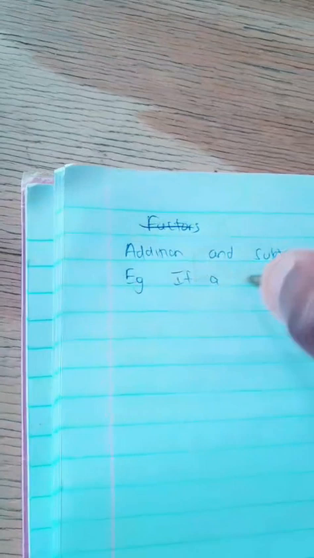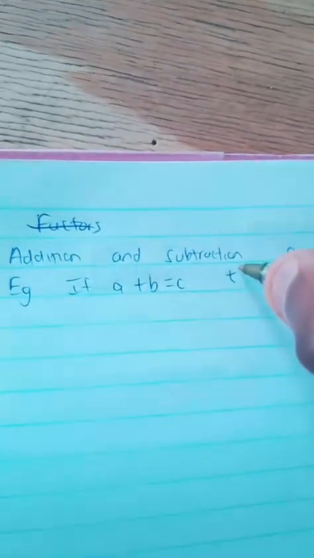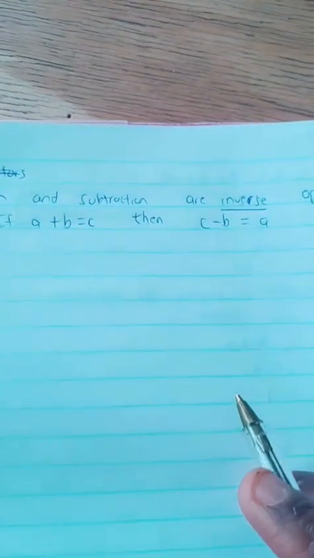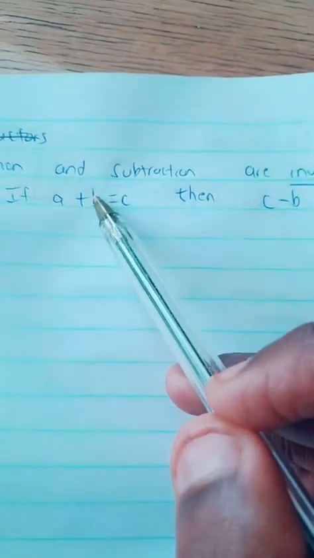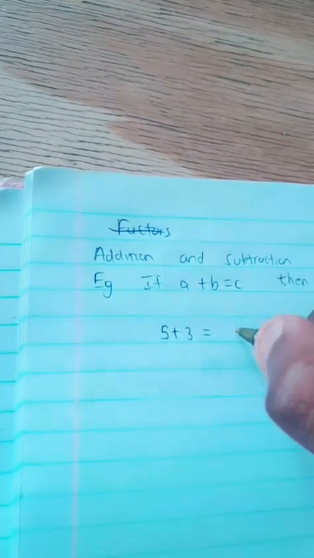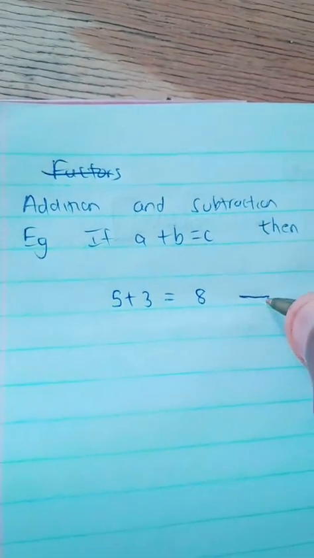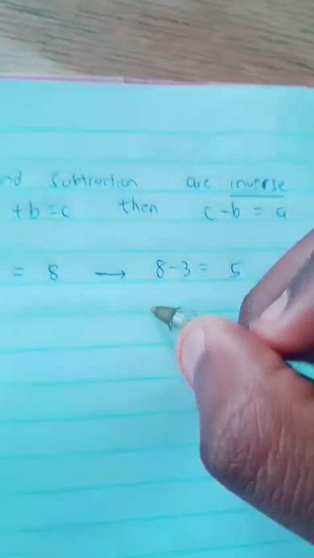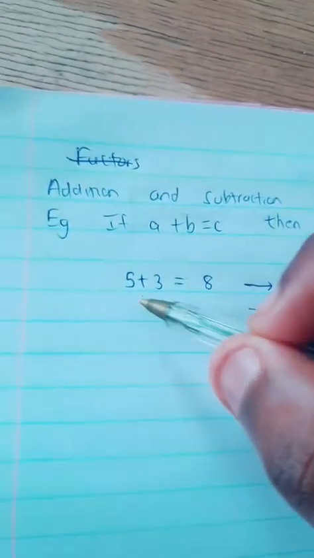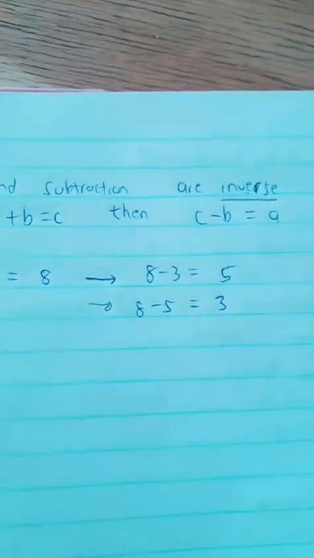So for instance, if A plus B is equal to C, then it stands to reason that C minus B is equal to A. If the addition of these two gives me C, then C minus B will give me A. So we say addition and subtraction are inverse operations. Let's look at an example. 5 plus 3 is equal to 8. Then 8 minus the 3 will give me the 5. Or we could say 8 minus the 5 will give me the 3.